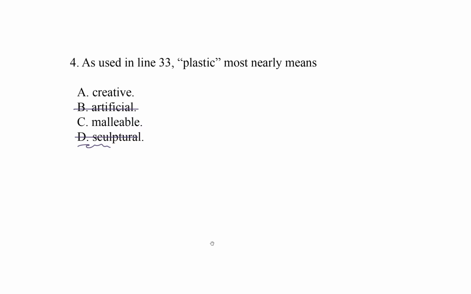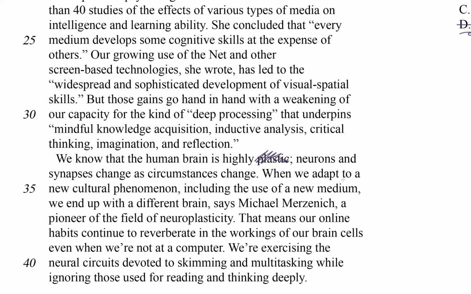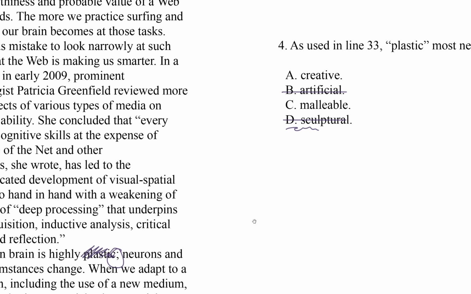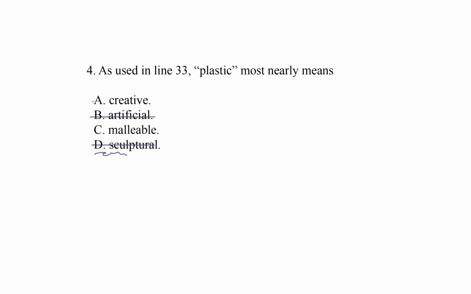So at this point, I'm going to have to lean on the context itself, specifically on this semicolon. Semicolons are super helpful because they connect closely related independent clauses. In other words, they often indicate that an author is about to say the same thing again in a slightly different way. Neurons and synapses change as circumstances change. Now, this is telling us we need a word that is really close to changey. Creative doesn't mean changey, so we can cross it off. And we're left with malleable, which means precisely that, moldable, just like plastic.